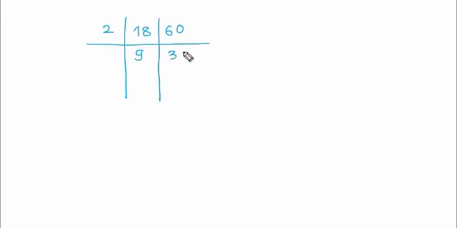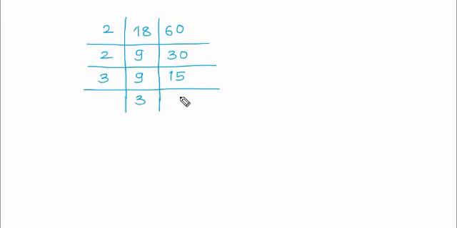Let's do one more. Let's use 18 and 60. 2 is a factor of at least one of them, so we'll use 2. 2 9s are 18, 2 30s are 60. Now, 2 is still a factor of 30, so we'll use 2. Because we cannot divide 9 by 2, 9 goes down as it is. We can only divide it if it is completely divisible. And 2 15s are 30. Now both are odd numbers, so 2 cannot be the factor. Let's see if it is 3. 3 is a factor of 9, so we'll use 3. 3 3s are 9 and 3 5s are 15.